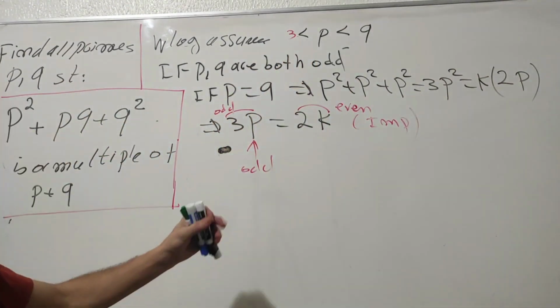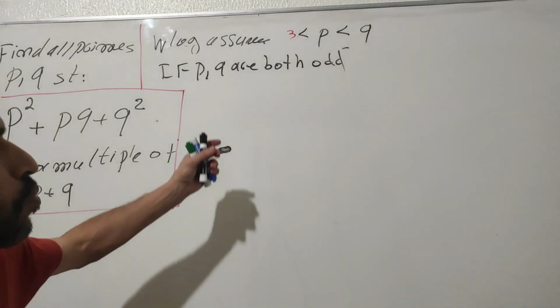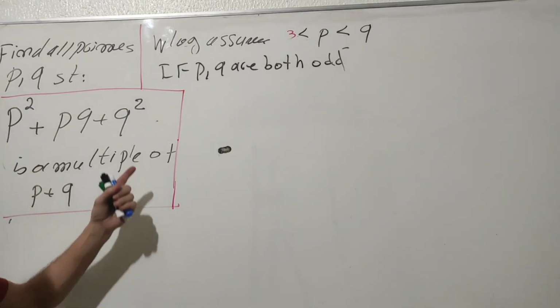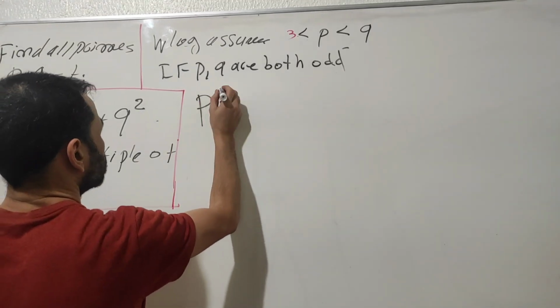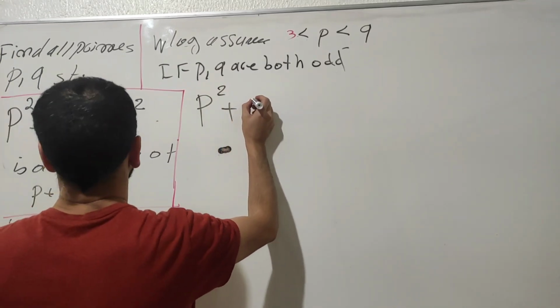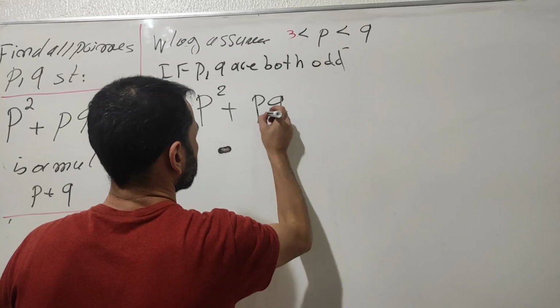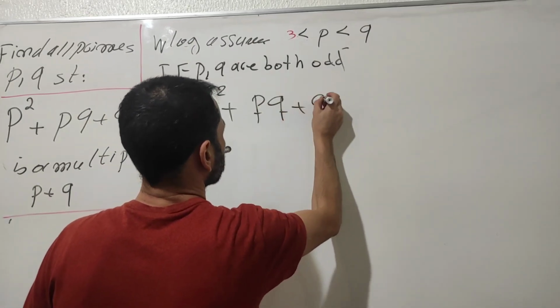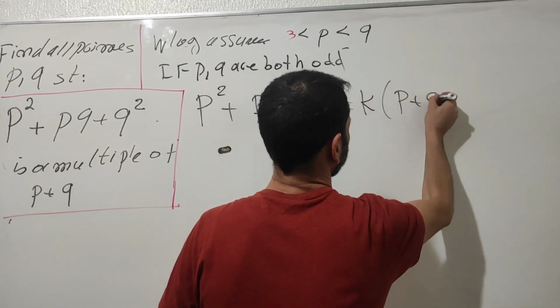Now let's get rid of this one and move on to the general case. This general case is going to be quicker if we look at the evenness and oddness of this expression. So let's take a look at this. We have p squared plus pq plus q squared, which equals k multiplied by p plus q.